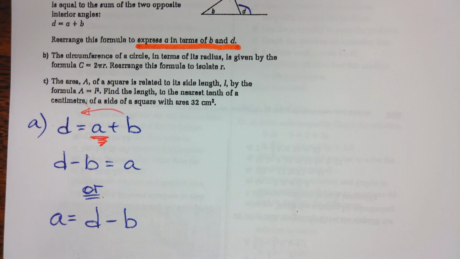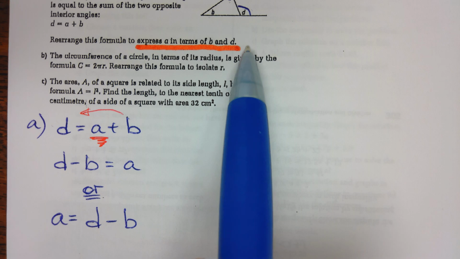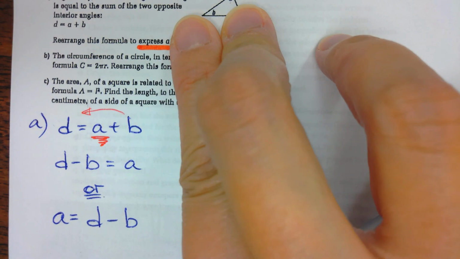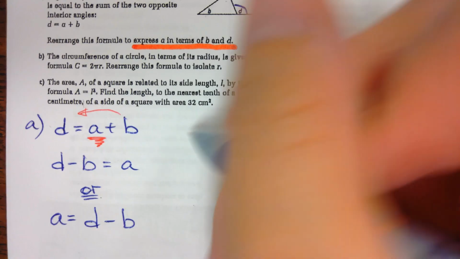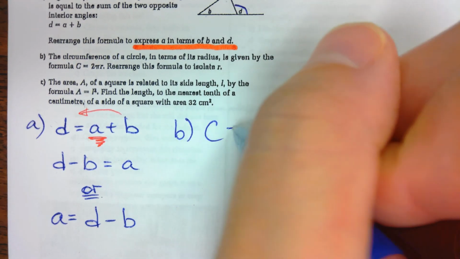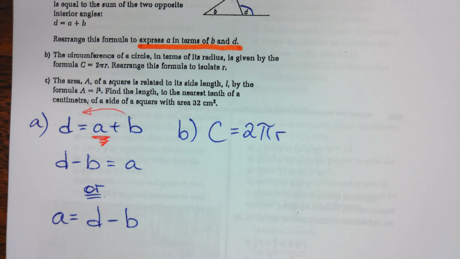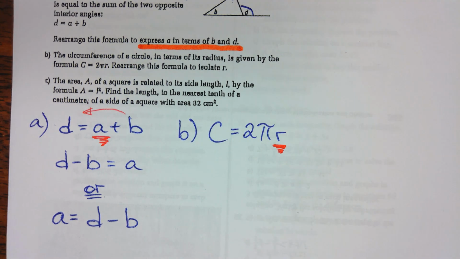Okay. So even though the language seems very weird, just read the first part: express A. That's all it means. The circumference of a circle in terms of its radius is given by the formula C equals 2 pi r. Rearrange this to isolate r. So isolate r, solve for r, that all means I want that letter by itself.